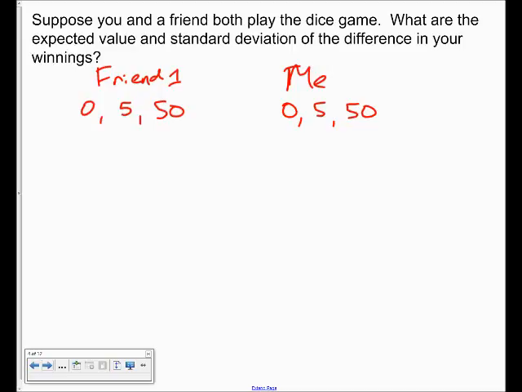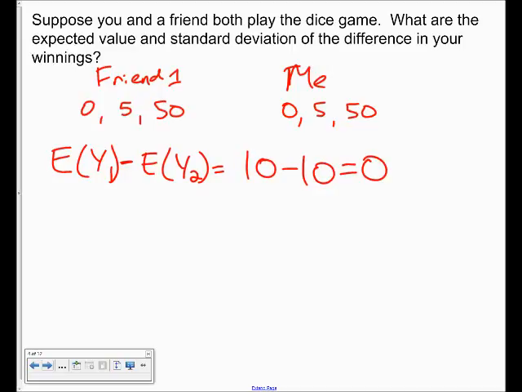And then you multiply them by those percentages. But again, we can just think about doing this as two independent events, y sub 1 and y sub 2. So we're going to just do 10 minus 10 equals 0. So the expected value for the difference between my friend and myself is going to be 0 points.